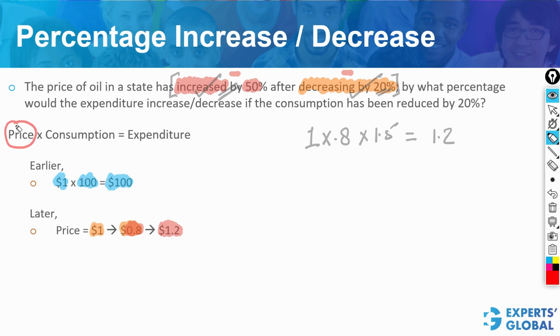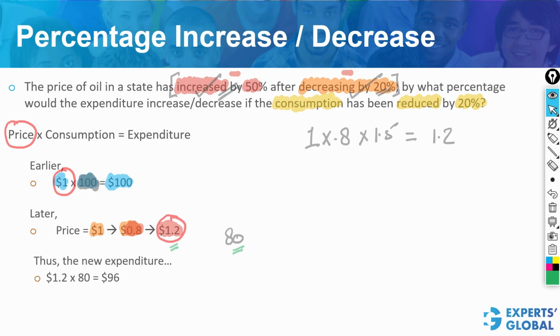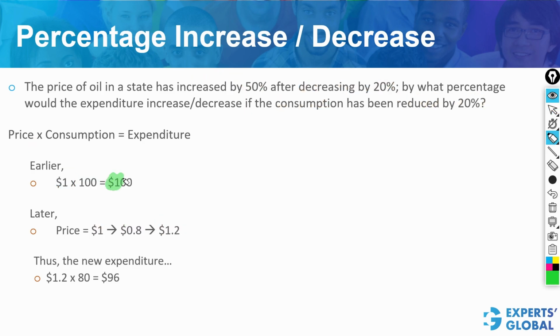So price, we know, has changed from $1 to $1.2 and the consumption has been reduced by 20%. So consumption, which was 100 units, must now be 80 units. See, the new price is 1.2, the new consumption is 80. Therefore, the new expenditure is 1.2 times 80, which is $96. We see $100 has become $96. Therefore, the answer is a 4% decrease.